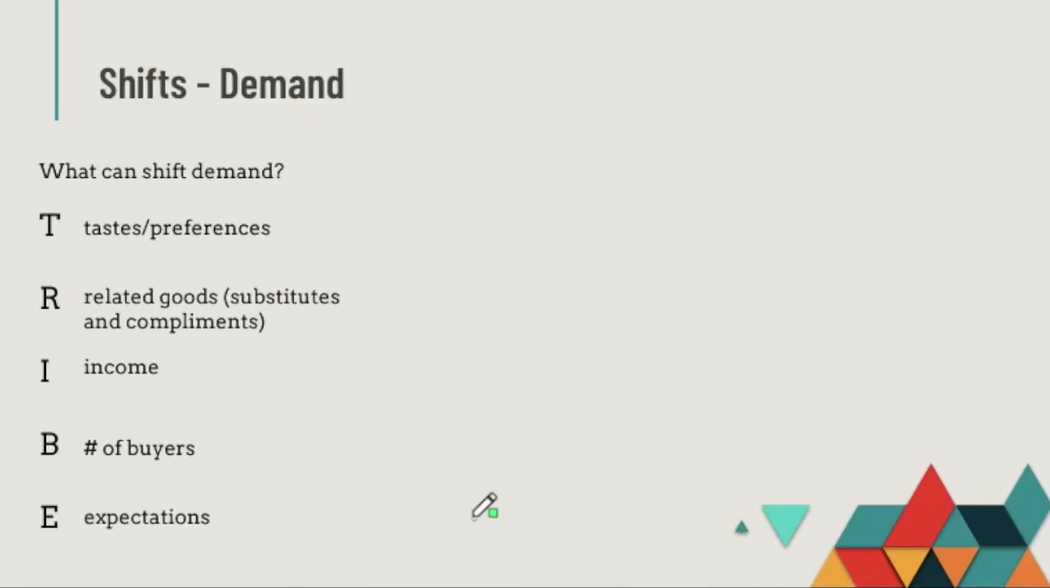The next shifter we have is number of buyers. Think of it this way. If you have a restaurant, let's say in New York City, and the population suddenly doubles, you're going to have more people to sell to, so the demand for your product is going to go up. Conversely, if you're living in a city that was hit by a natural disaster and you suddenly have fewer people living in the area, you're going to see less demand because there are fewer people to buy your product.